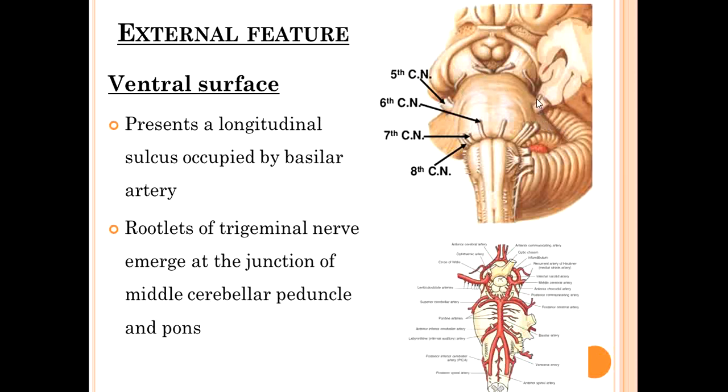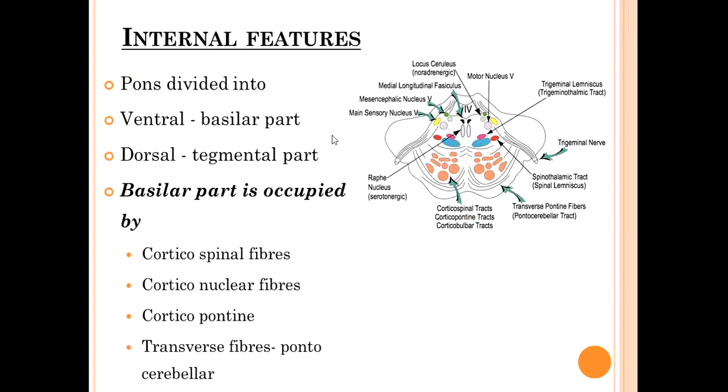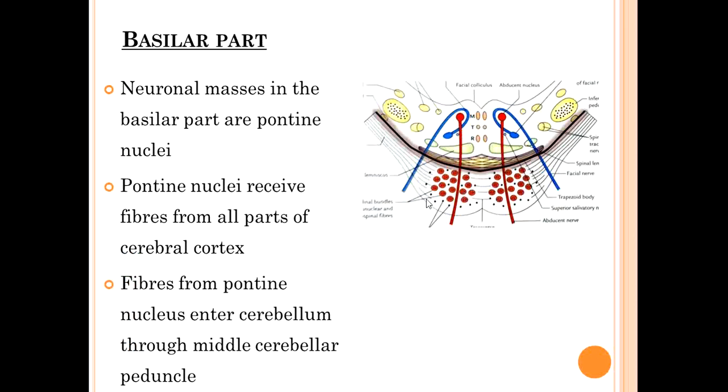Okay, so what are these? One is sensory root and one is motor root. The thicker one is sensory root and the thin one is motor root. Okay, dorsal part, this is the dorsal part of the pons, which forms part of the floor of the fourth ventricle. Internal features, when you are seeing, the pons is divided into ventral and dorsal parts. This part is known as basilar part, and this part is known as tegmental part. Okay, you see again, so this part is basilar part and this part is tegmental part. This is dorsal, this is ventral part.